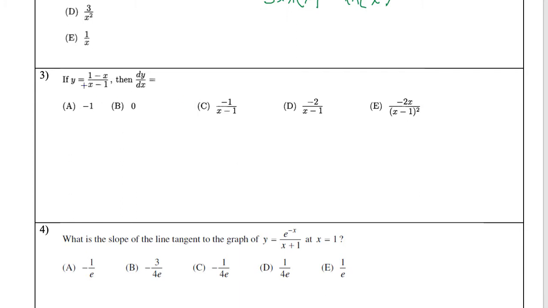Number 3. All right, so y is equal to this thing. Again, I'm thinking, oh no, I have a variable and a variable. I'm going to have to either use product rule or quotient rule. Quotient rule is the one I'm going to be using because I have a fraction. So what is quotient rule? Quotient rule is low.